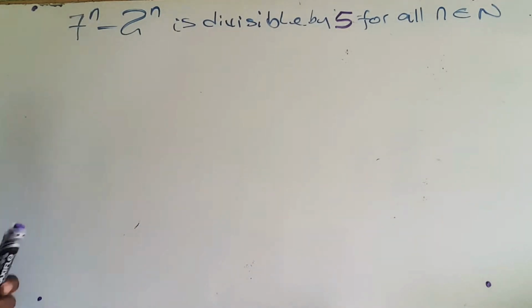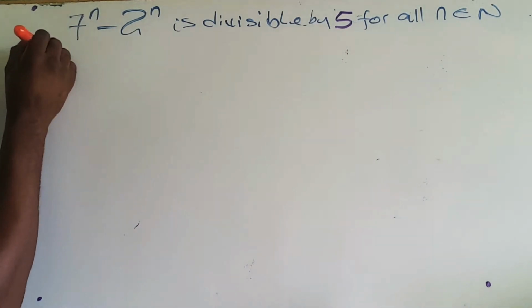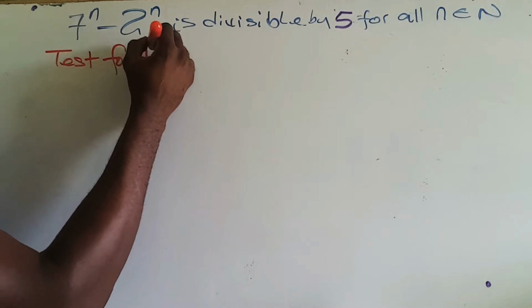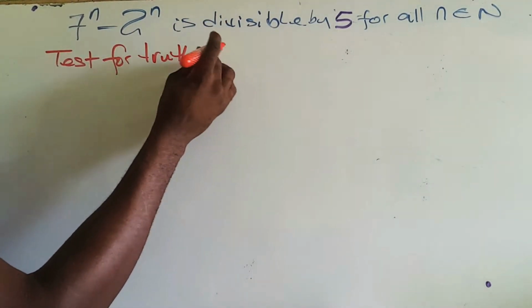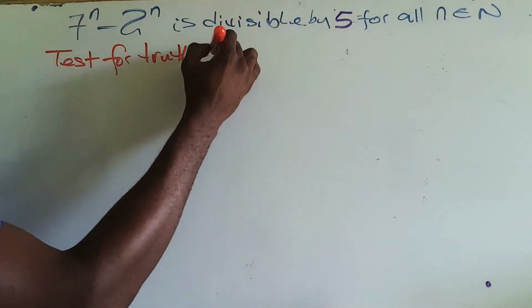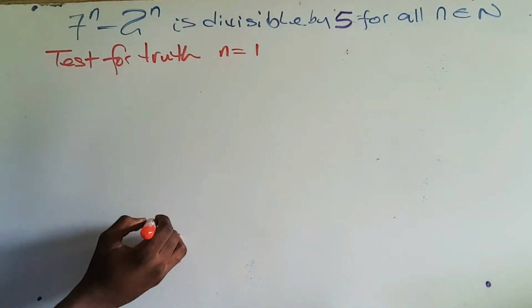So the first thing that we want to do now is to test the basis for truth. Alright, so this is our test for truth. For my natural numbers, I'm going to use 1. It's the first natural number there. So we test the basis for truth where n is equal to 1.